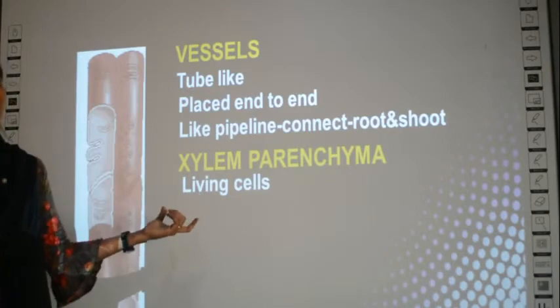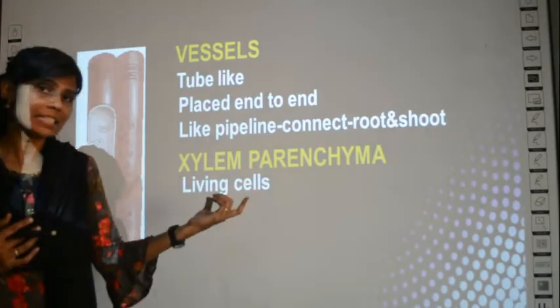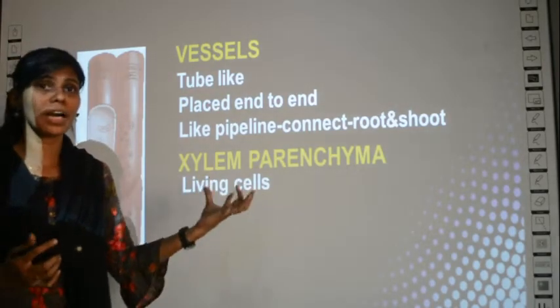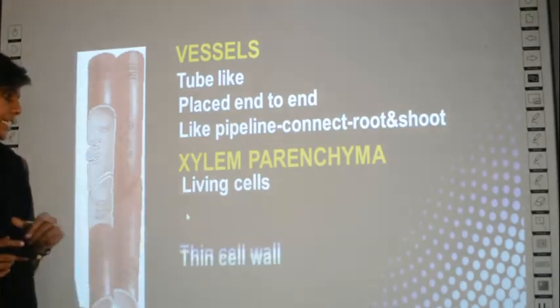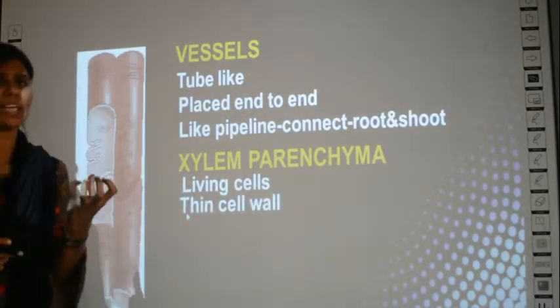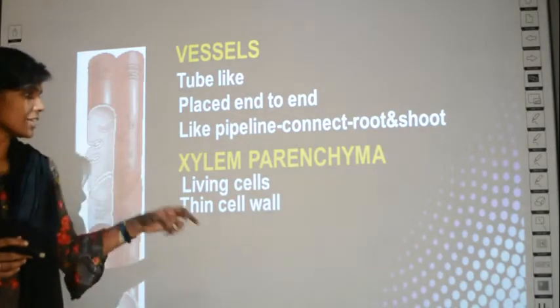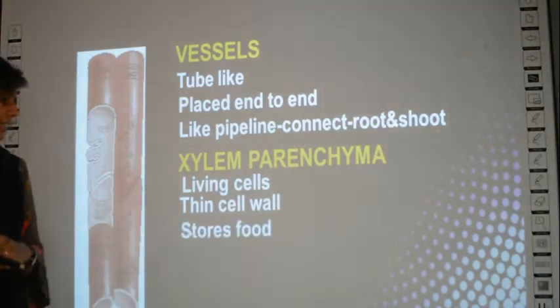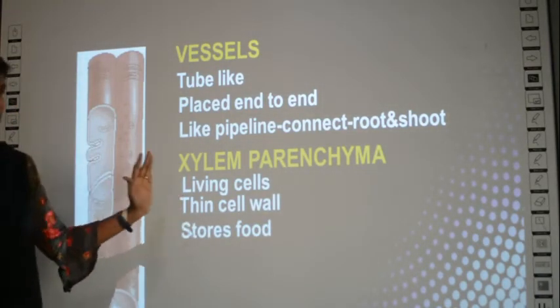Xylem parenchyma are living cells. Tracheids are dead cells, right? Whereas xylem parenchyma are living cells. And then the cell wall is very thin. These are two properties of xylem parenchyma. And then they also store food. This also you have to learn.